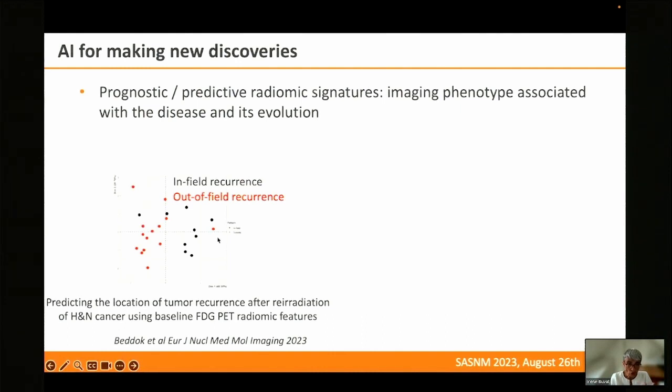An AI model involving a few radiomic features, so here it was up to 4, can predict which patients will develop a relapse in field, so within the re-irradiation field, and which one will recur outside the re-irradiation field. And this model, which has been published, has been recently validated on an external cohort.